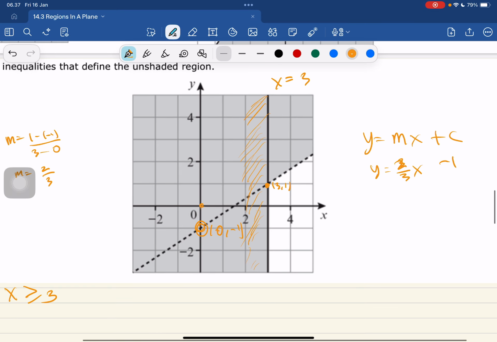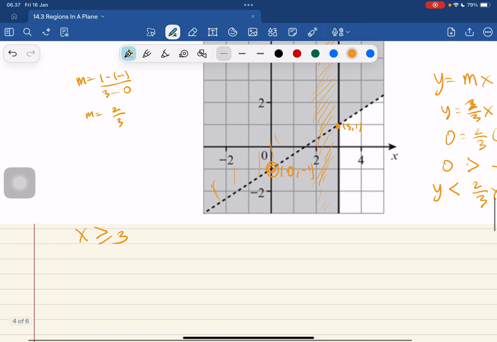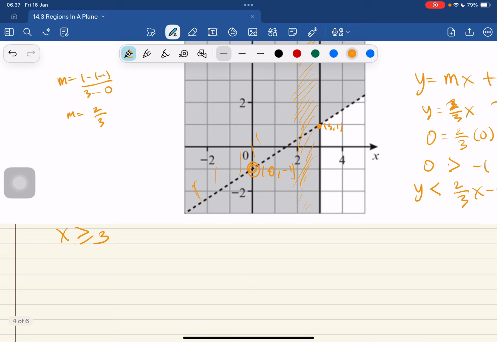Take the origin point, so substitute 0, 0 equal to 2 over 3 times 0 minus 1. So 0 and then -1. What is the relation? 0 is bigger than -1. Since this is the unwanted area, we will make it reverse. So this will be y less than 2 over 3x minus 1. So we got two inequalities, x bigger than or equal to 3 and y less than 2 over 3x minus 1.